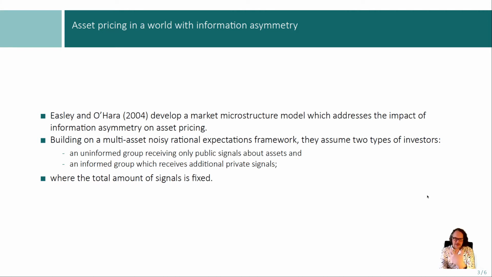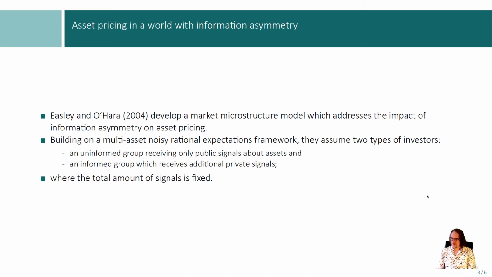And this is what, in these classes of models like the Easley O'Hara 2004 paper, is being produced by noisy supply here. So it's a little bit of a trick, if you want, a modeling trick in order to get the thing going. Okay, so now in this framework with these multiple uncorrelated assets, there's also a risk-free asset, right? And then we have two types of investors. There is an uninformed group that receives public signals about assets, so information signals, but only public signals. And there is an informed group that on top receives additional private signals on these assets.